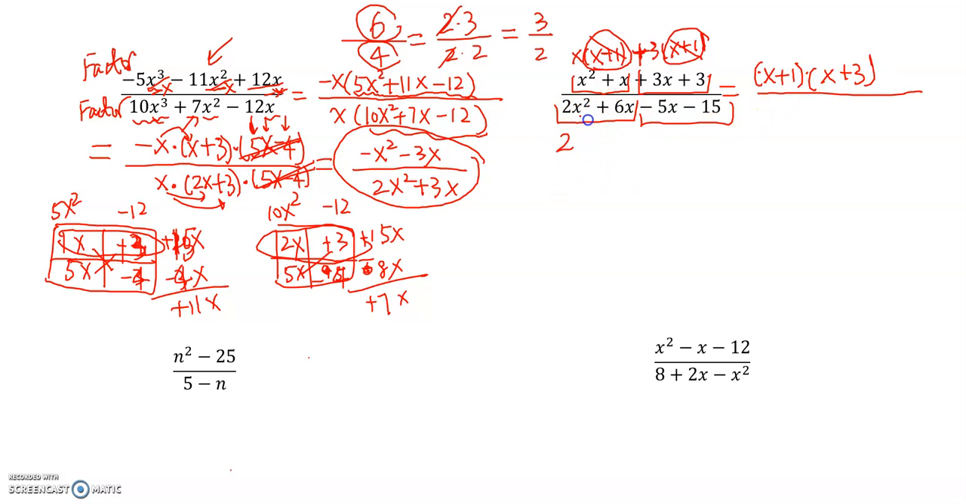Similarly, we can factor the bottom out, 2x. So if we divide both of them by 2x, if you can do this in your mind, you don't have to put a 2x there. So that gives us x plus 3.